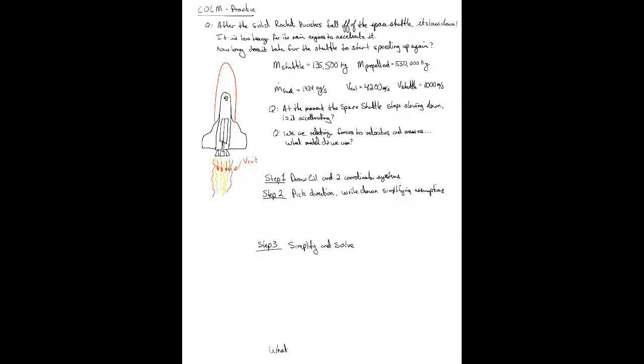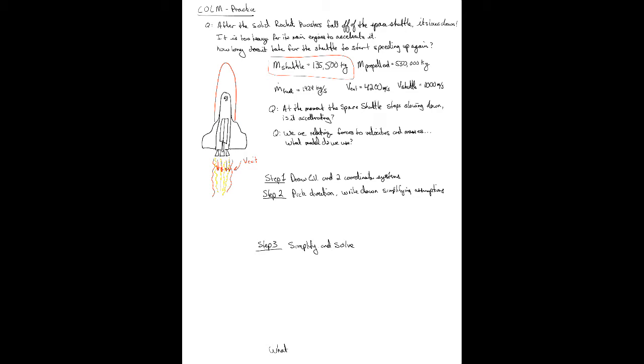So the mass of the shuttle is 135,000 kilograms. The mass of propellant is 550,000 kilograms. M dot fuel is 1,400 kilograms per second.